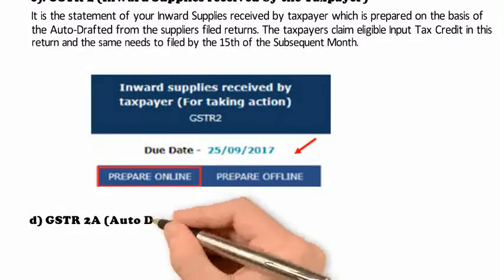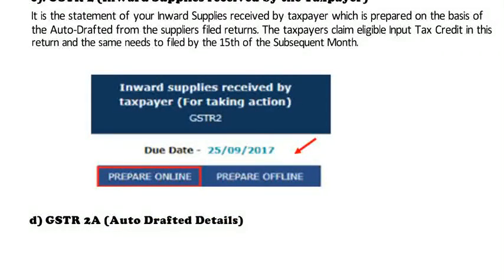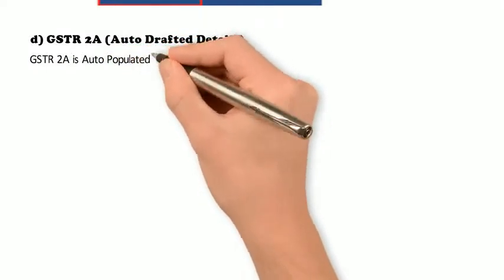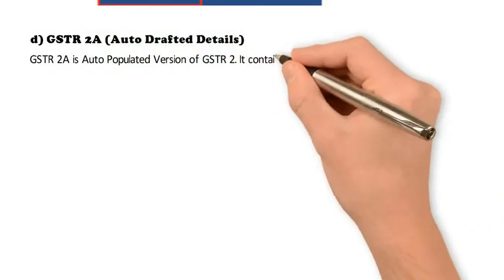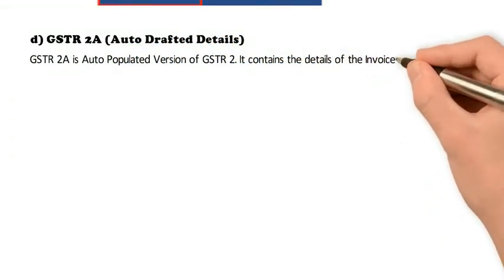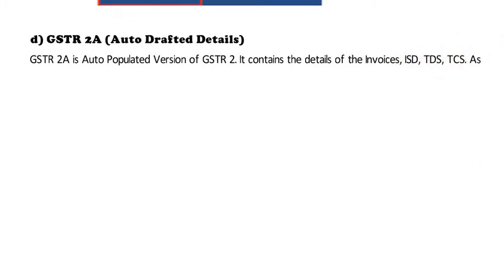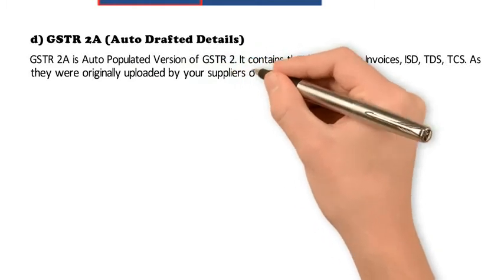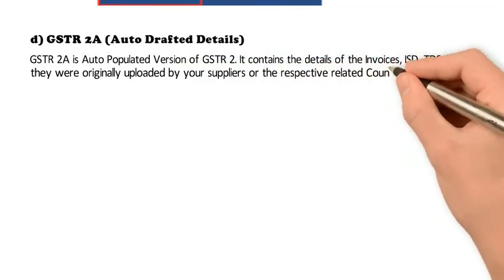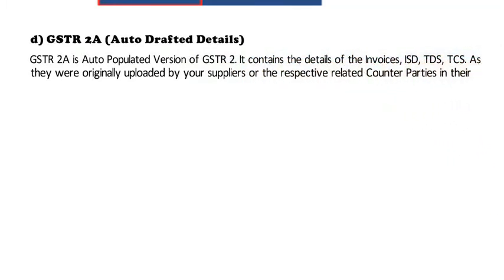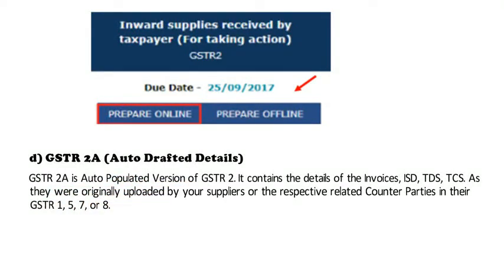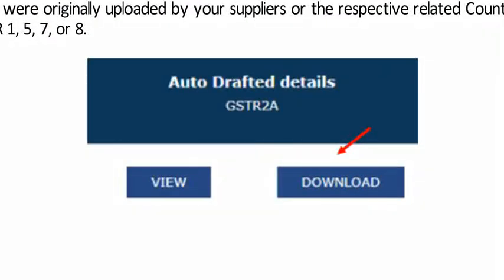D. GSTR2A. Auto-drafted details. GSTR2A is the auto-populated version of GSTR2. It contains the details of the invoices, IGST, TDS, TCS, as they were originally uploaded by your suppliers or the respective related counterparties in their GSTR 1, 5, 7, or 8.